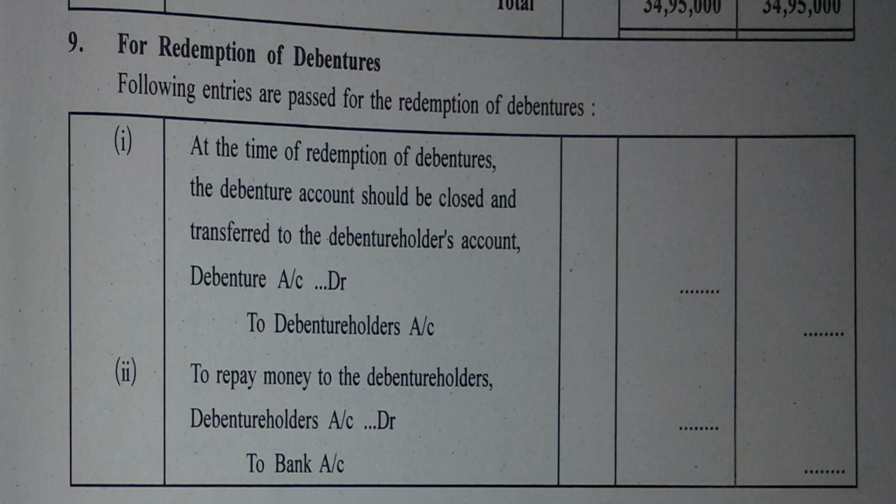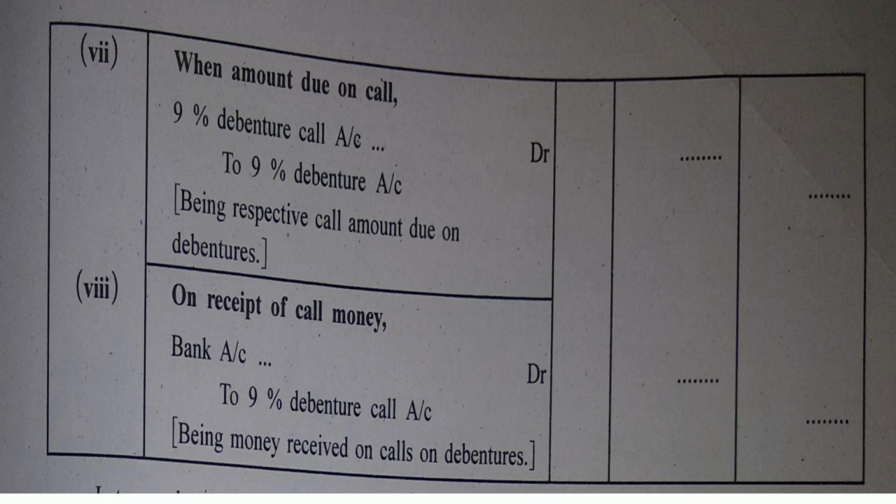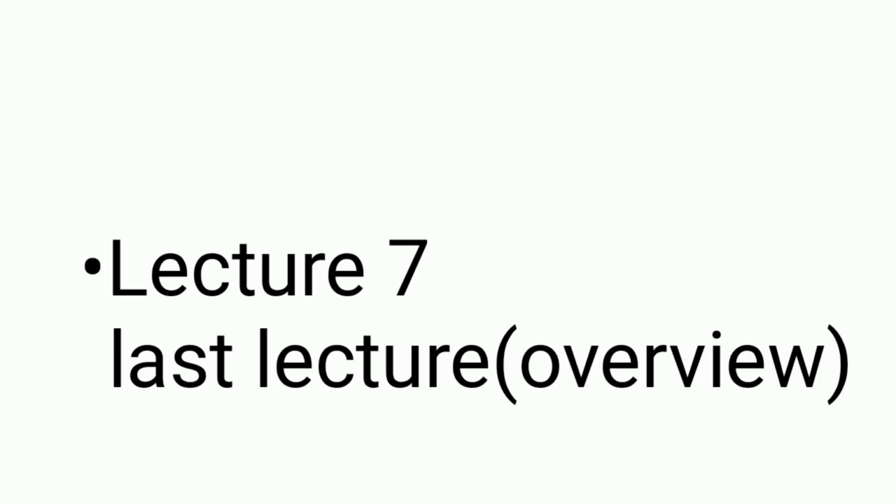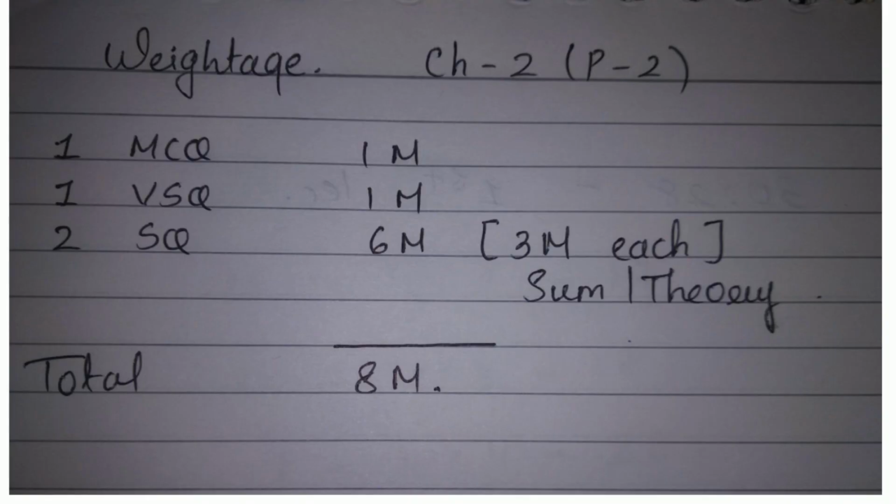Once we have discussed the weightage of this chapter, one by one we are going to revise all the lectures from the beginning, all the concepts that we have done till now, and then we'll finish this lecture and this chapter. From the next lecture onwards we are going to start a new chapter, which I will let you know in the next lecture itself. So this is all about the weightage: total 8 marks, 1 MCQ, 1 VSQ and 2 short questions of 3 marks each. Of these 2, 1 can also be a theory question.